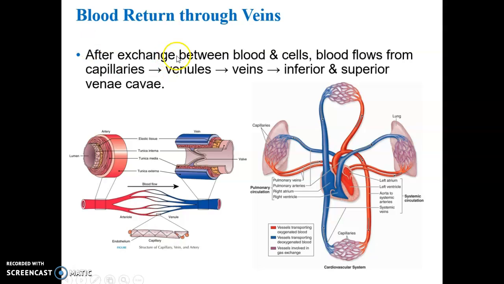Okay, so after the exchange of materials between the blood, the interstitial fluid, and the cells, the blood flows from the capillary beds throughout the body into the small venules. They merge into veins, and finally all the veins merge into the two largest veins, the inferior and superior vena cava, which empty their blood into the right atrium of the heart. Then that blood enters the right side of the heart, down into the right ventricle that contracts, and then oxygen-poor blood is sent into the pulmonary circuit.